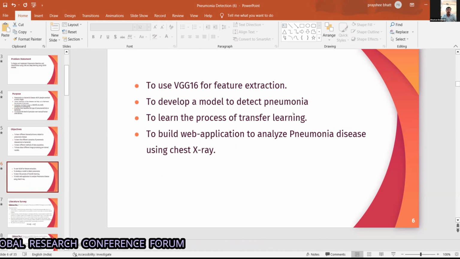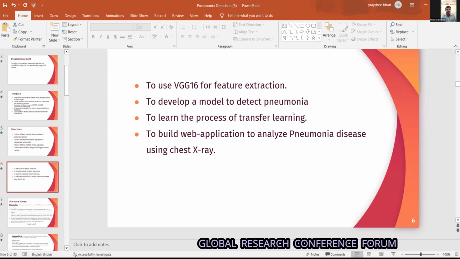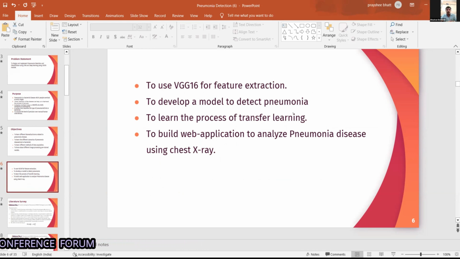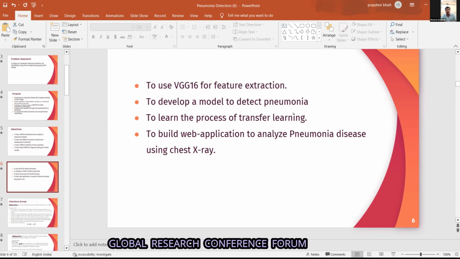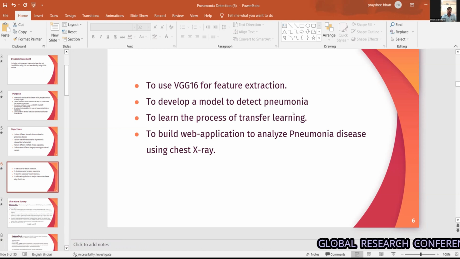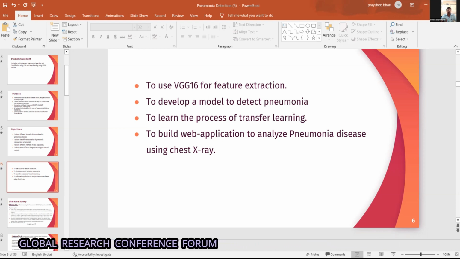So on the basis of that data, we can finalize the symptoms which are related to pneumonia and other diseases. Next is to use VGG16 for feature extraction. When you find the various images and data, the first stage is feature extraction. By using this VGG16 algorithm, we can extract features across various dimensions.